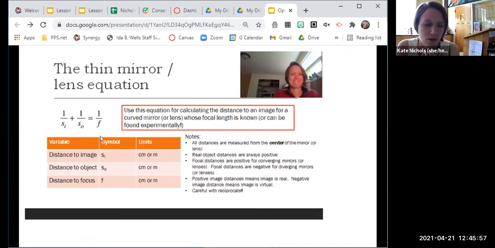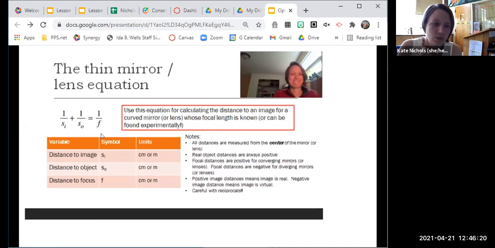A couple tiny notes about using this equation. Distances are measured from the center of the mirror or lens. I don't think that matters too much because they wouldn't give you a weird geometry like that. But anyway, real object distances are always positive. Focal distances are positive for converging mirrors and negative for diverging. And then positive image distances mean they're real, negative means they're virtual.